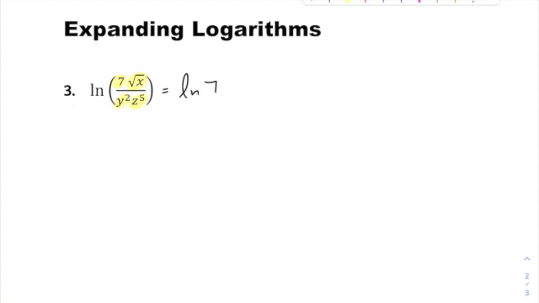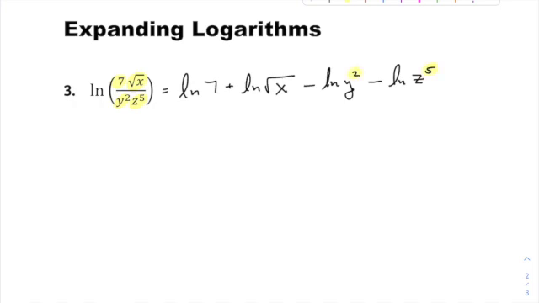Natural log of 7 plus natural log of root x. You might already be starting to think ahead to the next step, and that's fine. And then I'm dividing by those 2 variables, so I'm going to do minus natural log of y squared minus natural log of z to the 5th. And now I'm going to pull all those exponents out in front.